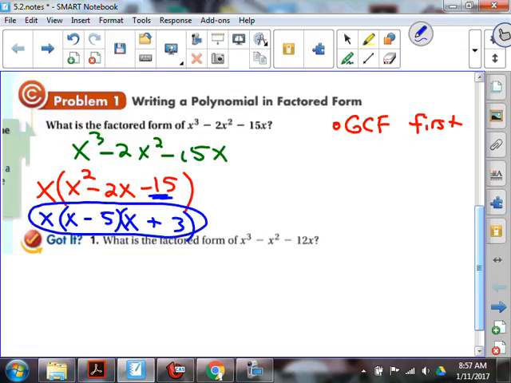Not bad. I told you, 50% of this is easy. And the other 50%, well, not so much.